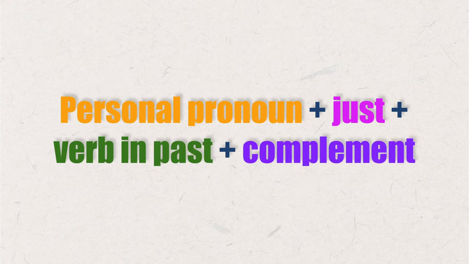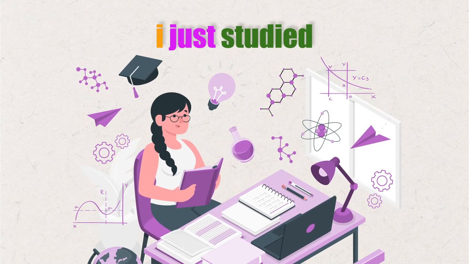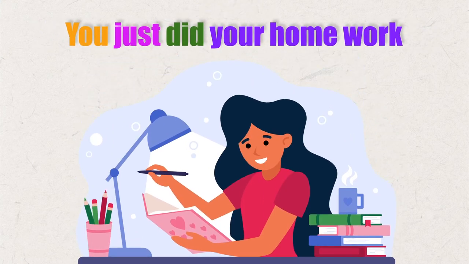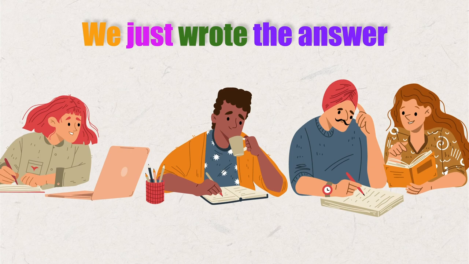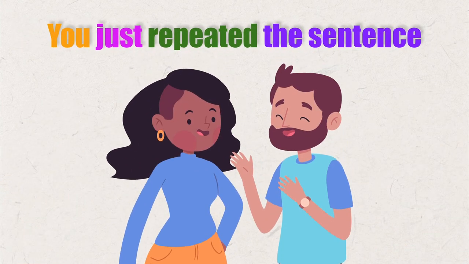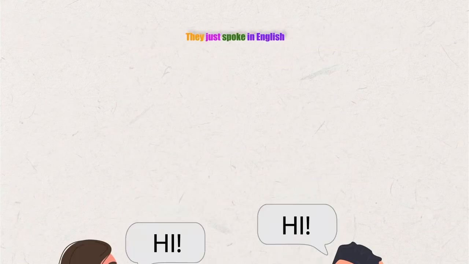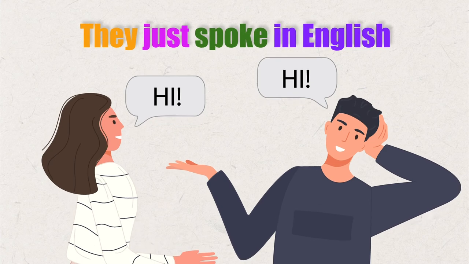So we say in English, I just studied. You just did your homework. He just listened to a song. We just wrote the answer. You just repeated the sentence. They just spoke in English.